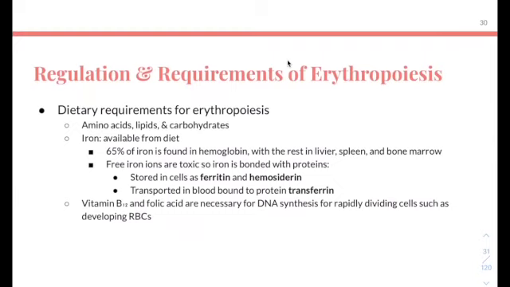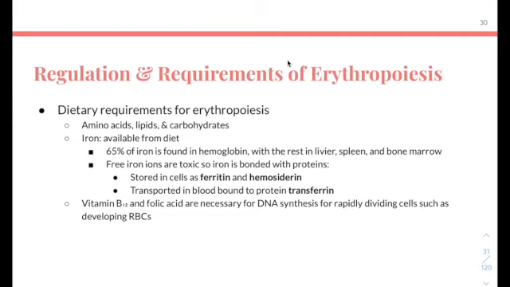So to make red blood cells through erythropoiesis, we need amino acids, lipids, and carbohydrates. Amino acids, proteins. Our proteins are made of amino acids. Lipids, those are fats. Your body uses fats to do things in the body. And carbohydrates, we need all of that just to maintain normal red blood cell production.